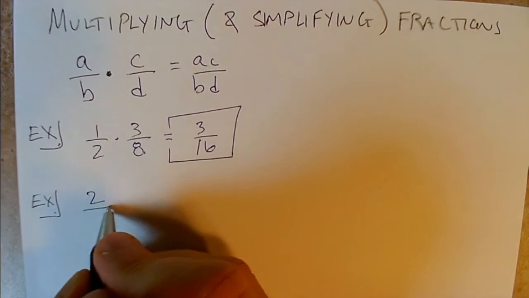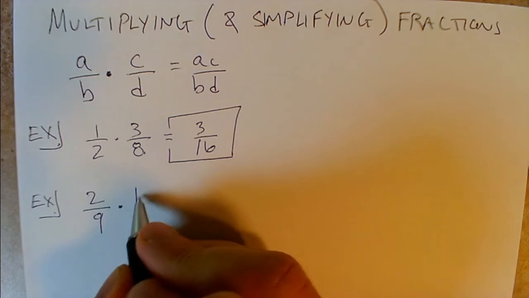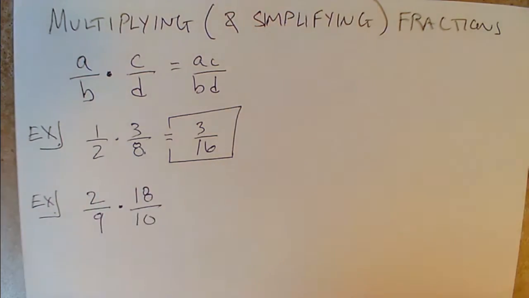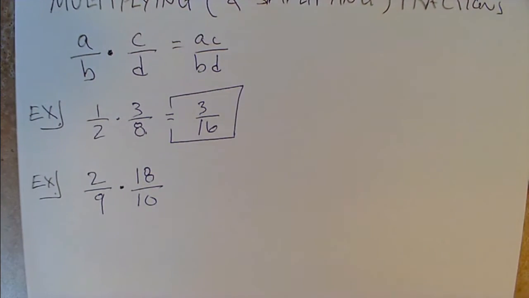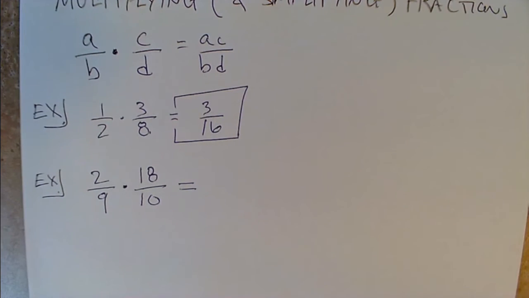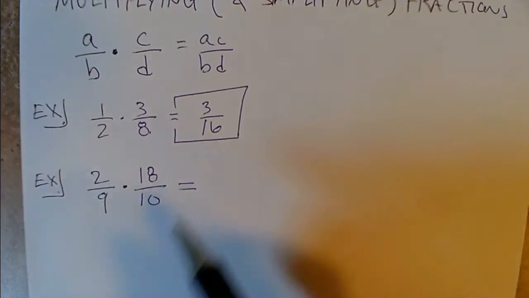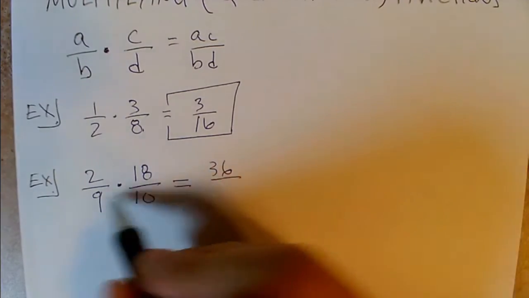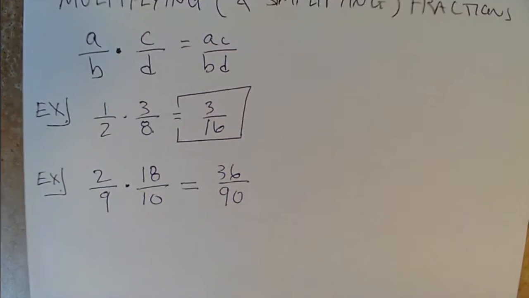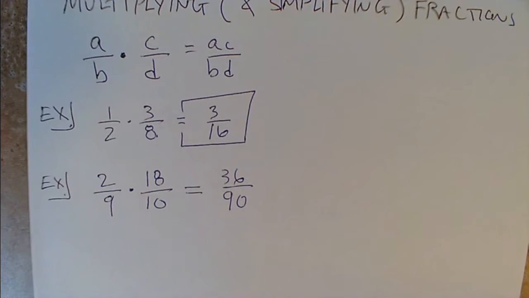Let's look at 2 over 9 times 18 over 10. Now I want to spend a little bit of time with this rather than just doing it. I want to do it 3 different ways. Let's just do what Max just told us to do: multiply the tops together, so that's the numerator. 2 times 18 is 36. 9 times 10 is 90. Now that is the answer, but we want to simplify this fraction.